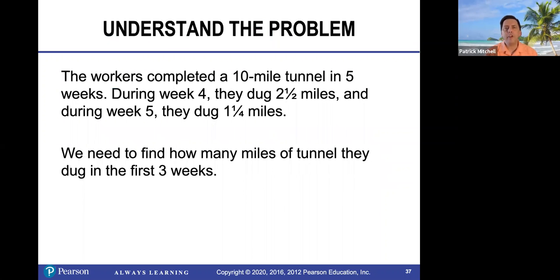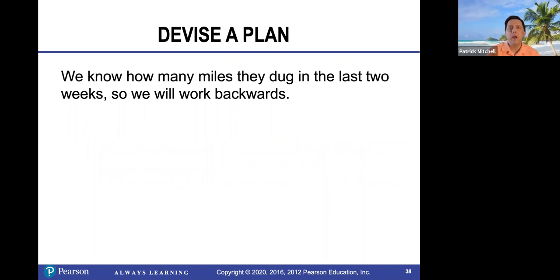All right, so it took them 5 weeks to complete the whole 10-mile tunnel. During week 4, they dug 2.5 miles. During week 5, they dug 1.25 miles. And we need to find out how many miles of tunnel they dug in the first 3 weeks. So the plan is to work backwards. We know how many miles they dug in the last 2 weeks.